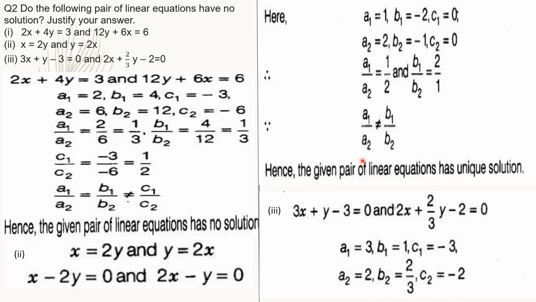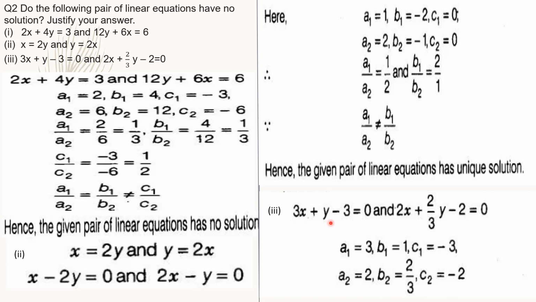So here our motto was to find which pair of linear equations has no solution, but in the second part, we see that the equations x equals 2y and y equals 2x have a unique solution. So for this our answer is no. Now let us come to the third part.